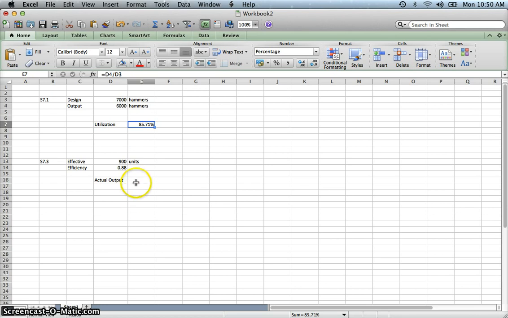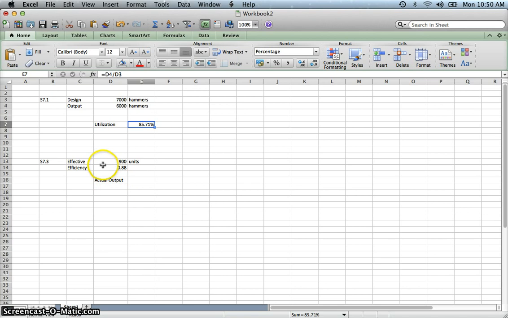But I wanted to point out that we can also work in reverse. Here is a measurement of efficiency, which is the actual output divided by the effective capacity, which is our normal high capacity. Of course, the design capacity is above the effective capacity. Here they give us the effective capacity of 900 units, and they actually give us the measurement. So they want us to work in reverse, and we can easily do that.